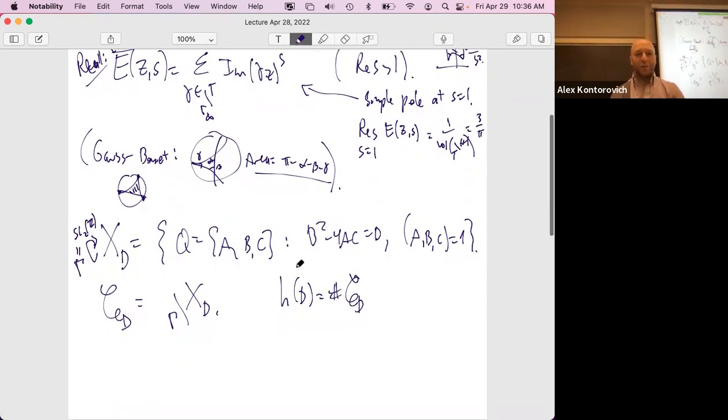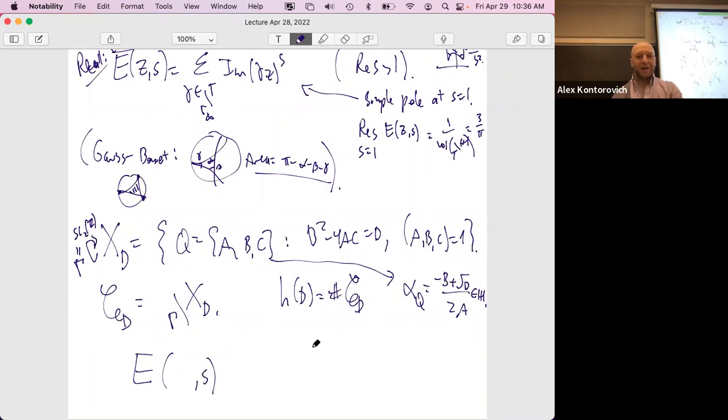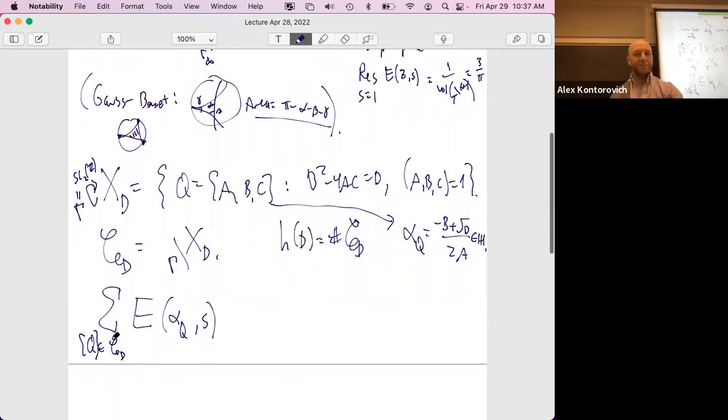Each form gives rise to a number alpha q, which is the root, which if d is negative is in the upper half plane. Then we took the Eisenstein series at these roots, alpha q, summed over some set of representatives. This is invariant under the action of gamma, so we can actually take the inequivalent classes. This is what we looked at.